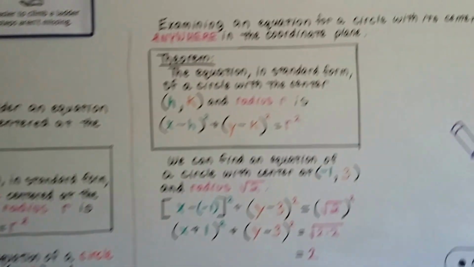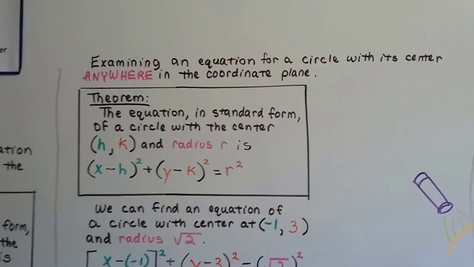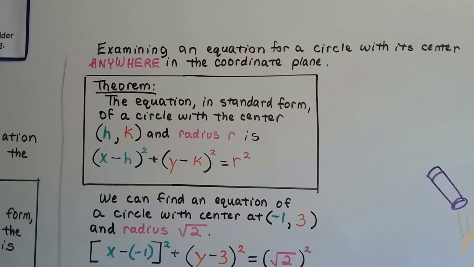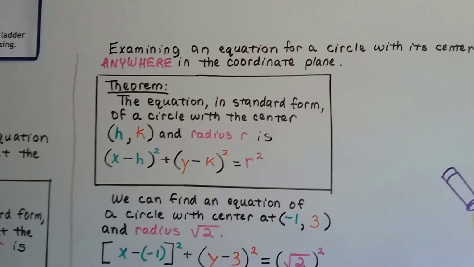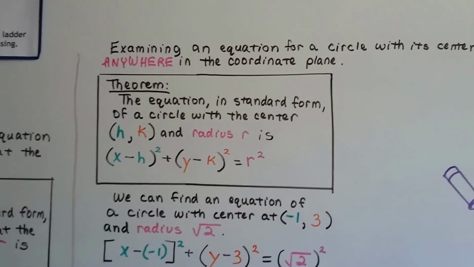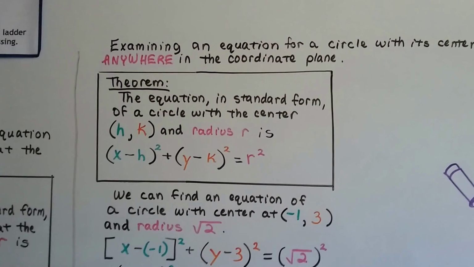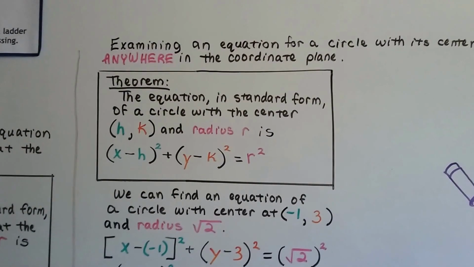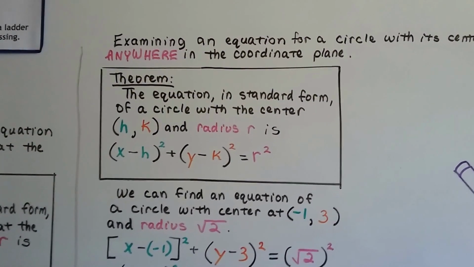Examining an equation for a circle with its center anywhere in the coordinate plane. Here's our theorem. The equation in standard form of a circle with its center (h, k) and the radius r is the square of x minus h plus the square of y minus k equals r².